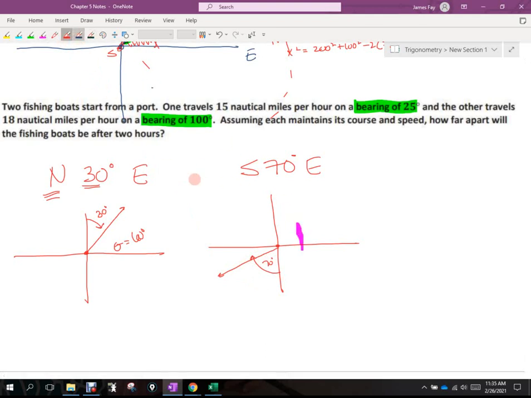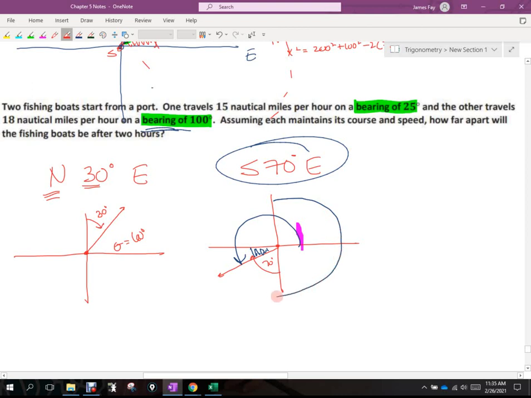Okay, so this angle here would be 20, right? But the theta that we're usually used to would actually be 200, right? The bearing that they would be talking about, if they use this notation, south 70 degrees east, I believe it'd be 250. It'd be from true north.